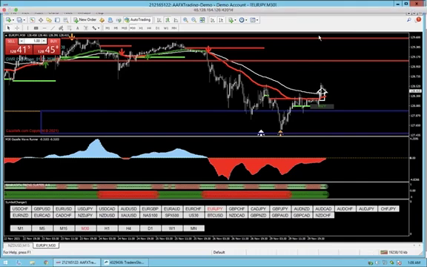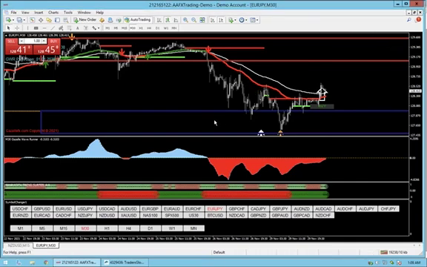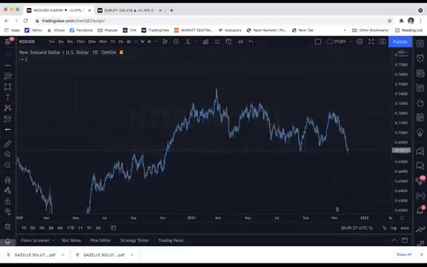The real thing that we want to focus in on is being able to spot those things from a naked chart perspective.